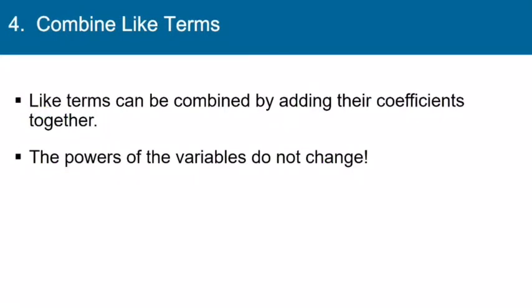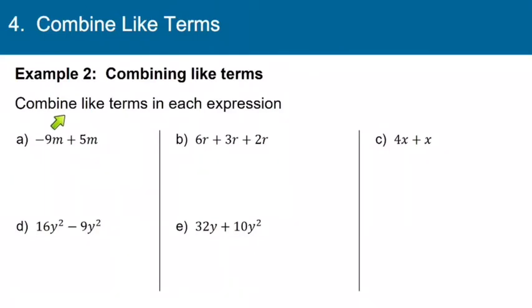Now that we know what like terms are, like terms can be combined by adding their coefficients together. The power of the variables will not change. All we have to do is add the coefficients. So in example 2, let's combine the like terms in each expression.